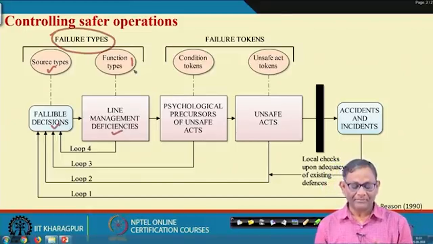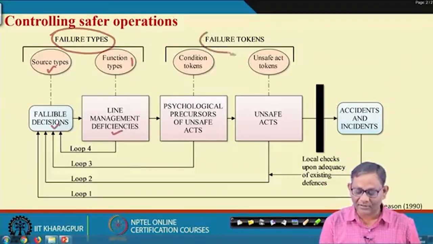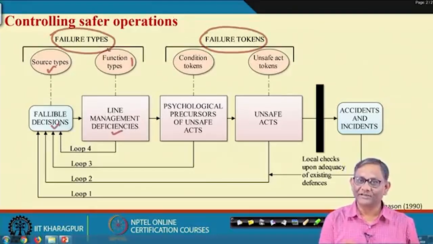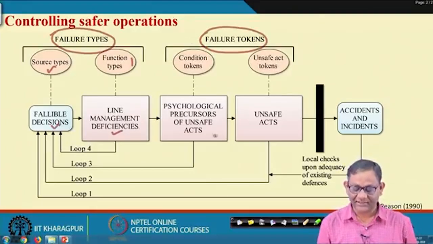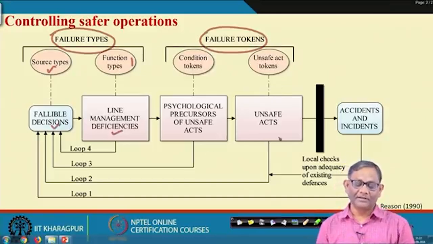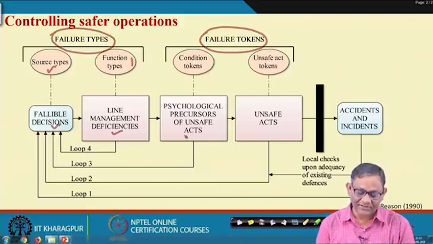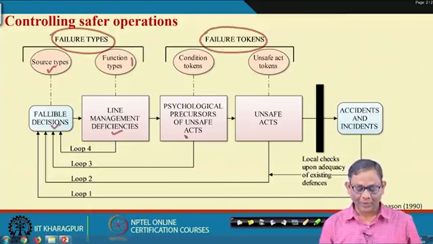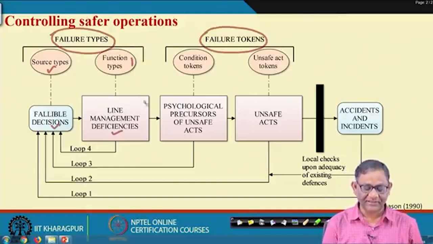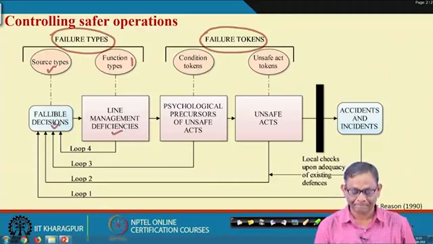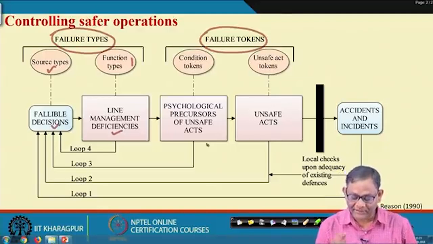And then what happened? Another important term he has used is failure tokens. These are failure types and failure tokens, because the precursors to unsafe acts, or the unsafe acts committed by the worker at the shop floor level, or the conditions created at the shop floor level, are failure tokens. And it is because of the deficiencies of the line management, and the line management deficiencies again are basically because of the fallible decisions. So now, as a result, what happened?